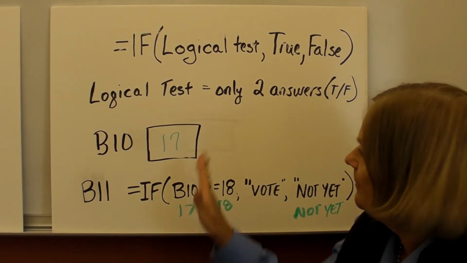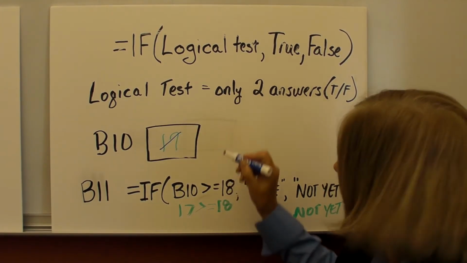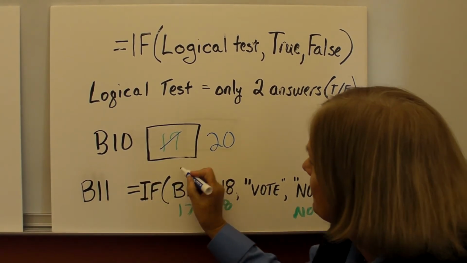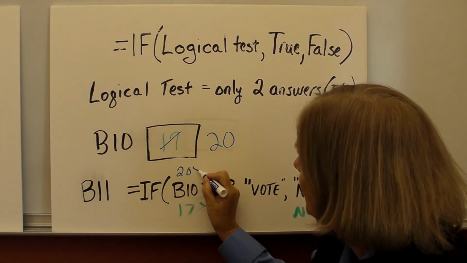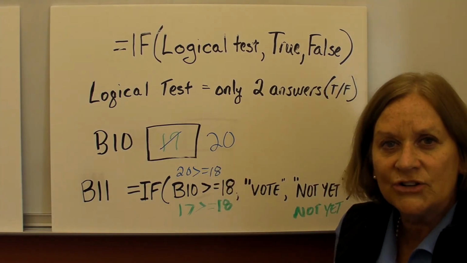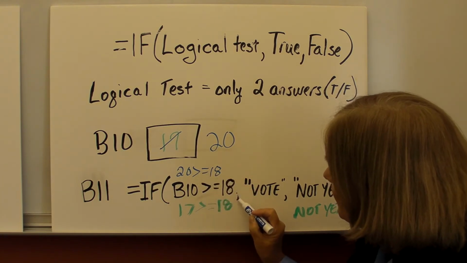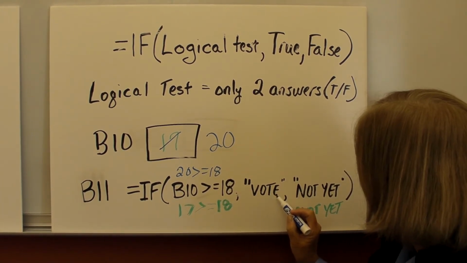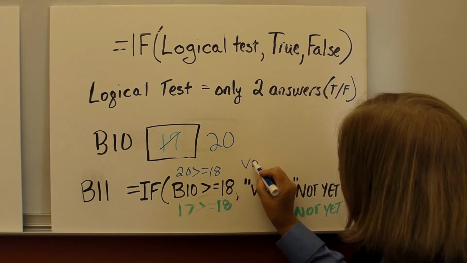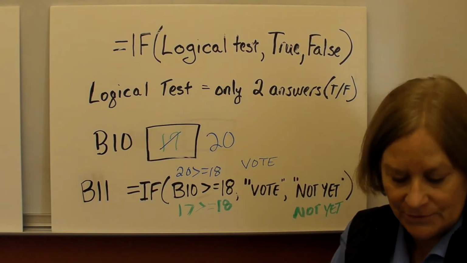Okay, another example. I'm going to delete this out and let's say I put in 20. Okay, now what Excel is going to do is it's going to say, is 20 greater than or equal to 18? And it's going to do the logical test. That's true. So what Excel is going to do is go to this first comma and put in exactly what happens after the first comma. So the answer that will appear in cell B11 will be the word vote.